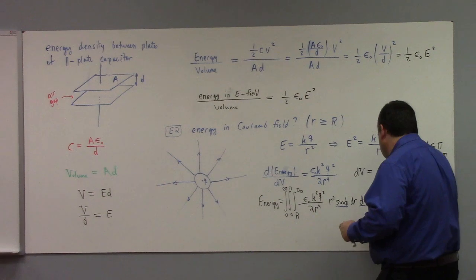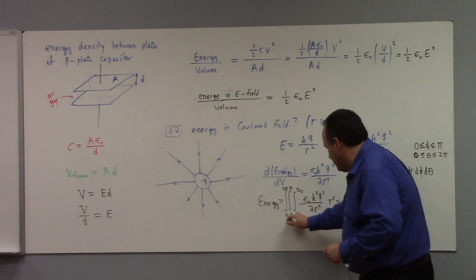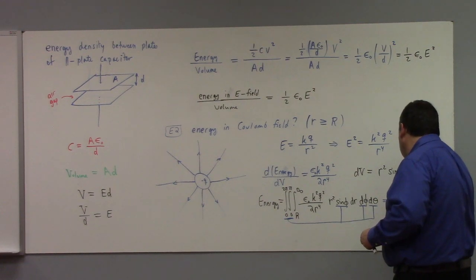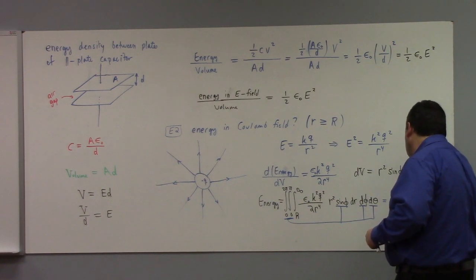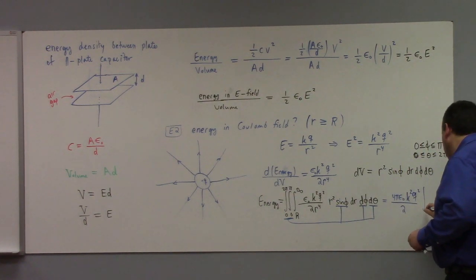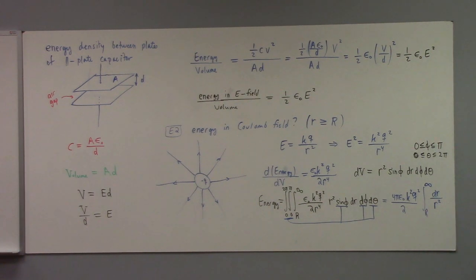So the angular integrals don't interact at all with the r business. They just go to this integral over here, and that all amounts to giving you a 4 pi. So you get 4 pi epsilon naught K squared Q squared divided by 2, and then the integral from r to infinity of dr over r squared, if I didn't make a mistake. See, the r squared and the r to the fourth, they cancel.